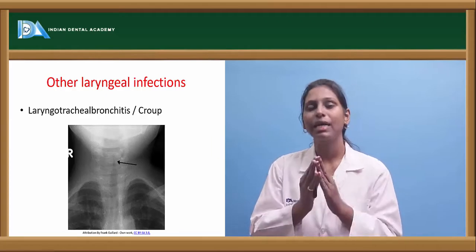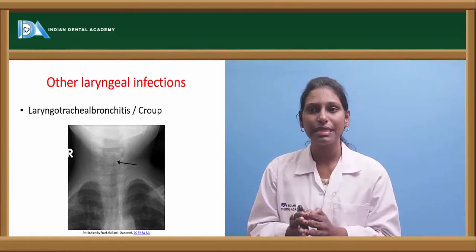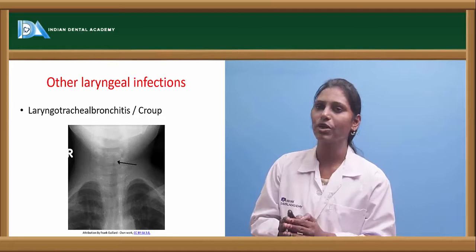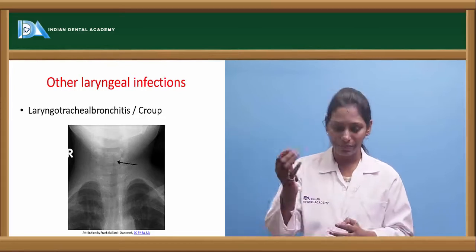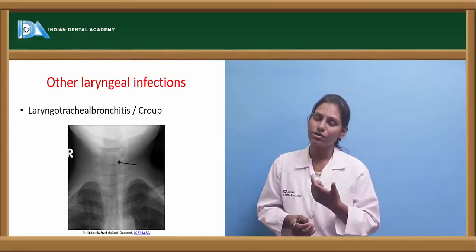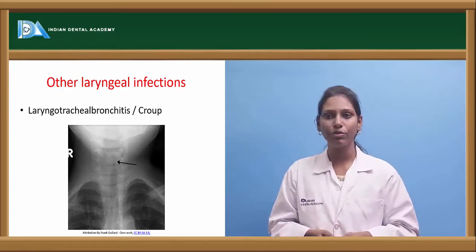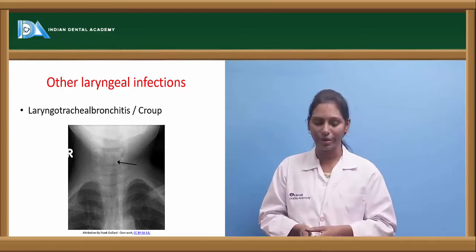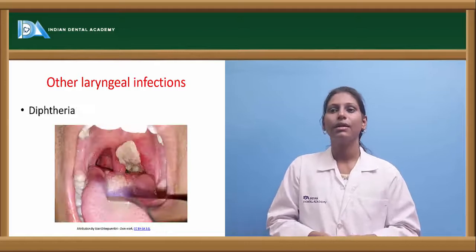I'm repeating, the characteristic steeple sign is seen in case of laryngotracheal bronchitis. We can see that in the X-ray here. We can also see ballooning of the hypopharynx in this laryngotracheal bronchitis. And the next one is diphtheria.